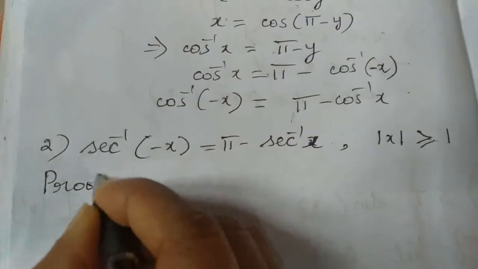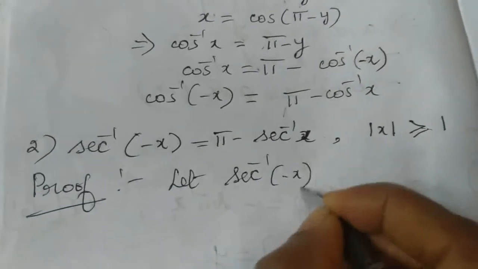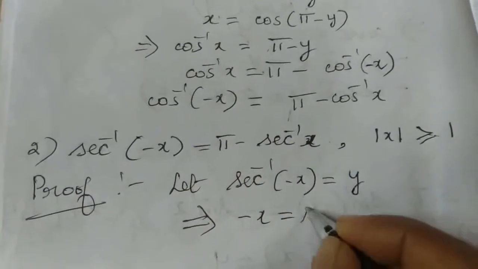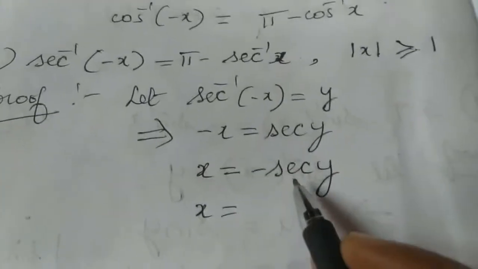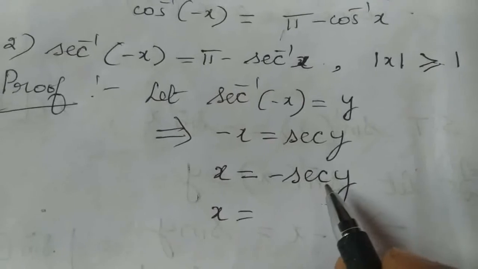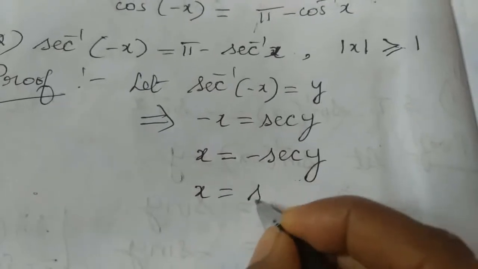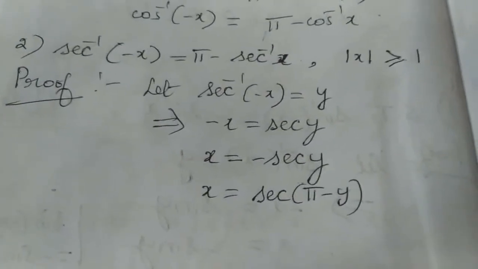Now, the proof is similar to the previous one. Call this as y. Let secant inverse of minus x be equal to y. It implies minus x is equal to secant y. Now change the sign throughout. It is plus x is equal to minus secant y. Now this is not equal to secant of minus y, because in first year you studied that secant of minus y is plus secant y only. Therefore, it can be written like this: secant of pi minus y. In the second quadrant, secant and cos are negative.